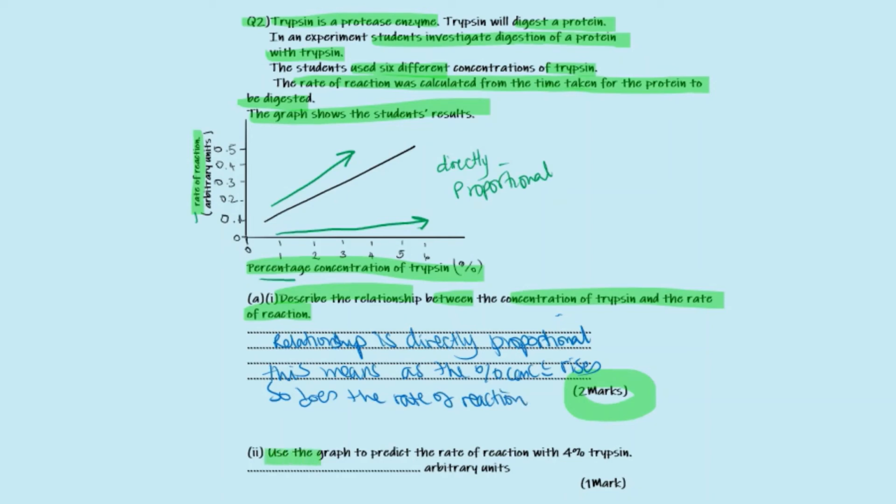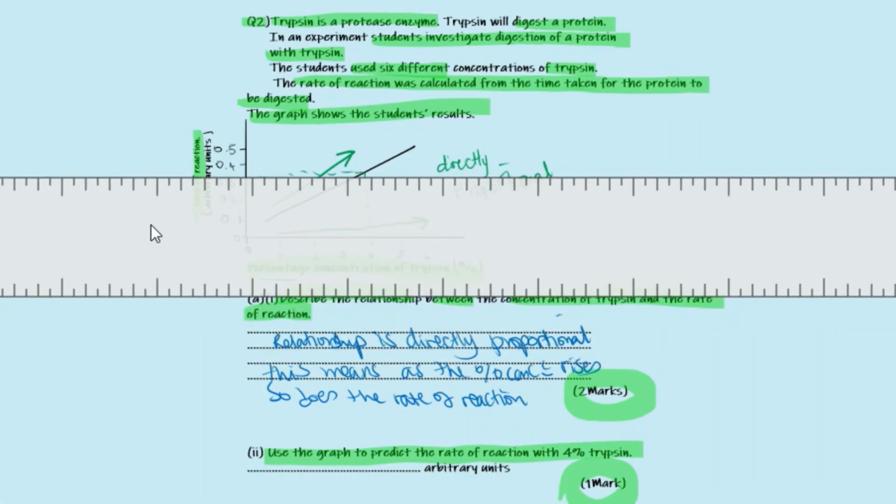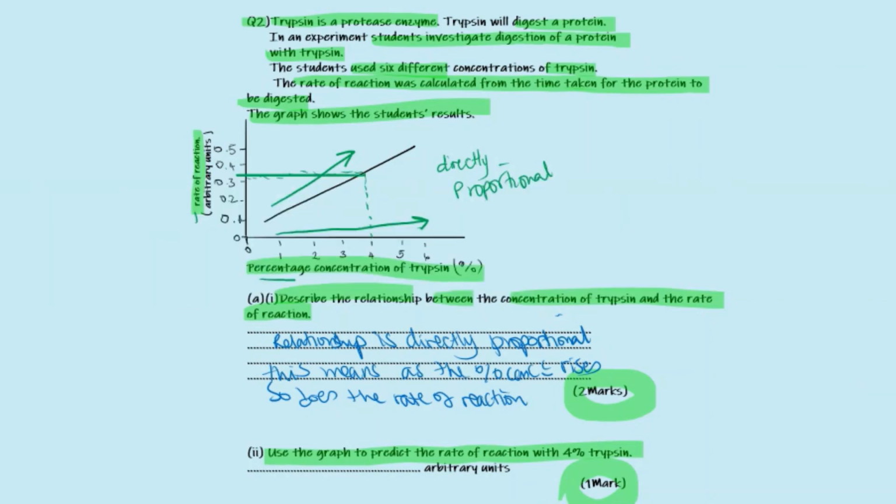Next section, we need to use the graph to predict the rate of reaction with 4% trypsin, and this is worth 1 mark. To do this, we would go at 4%, we would follow it up, and the best way to do this is to use a ruler. With a ruler, wherever it hits the line at 4%, you can draw a line across, and we can see this is approximately between 0.3 and 0.4. For our answer, we could write 0.35.